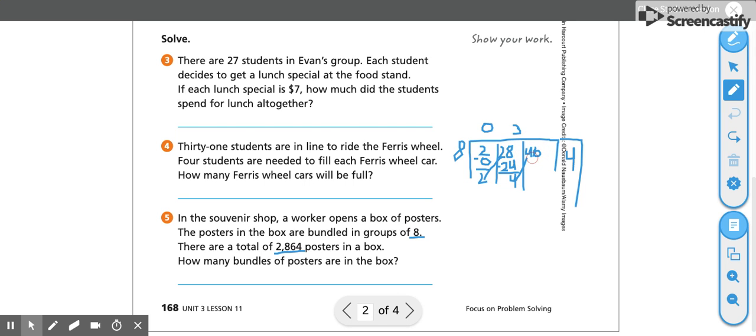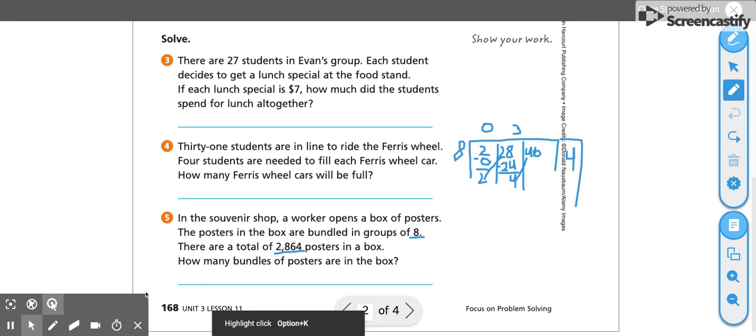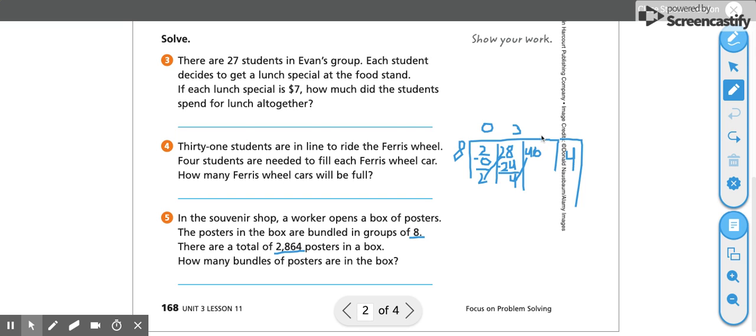And then I'm going to say, how many times does 8 go into 46? All right, so 8 goes into 46 5 times. It gives me 40. 46 minus 40 is 6. I'm going to bring that over, so I have 64, and 8 goes into 64 8 times, with no remainder because 8 times 8 is 64.